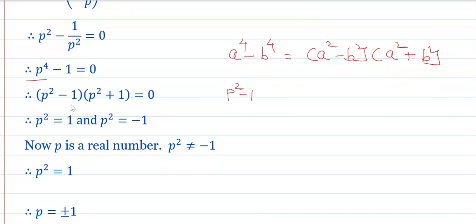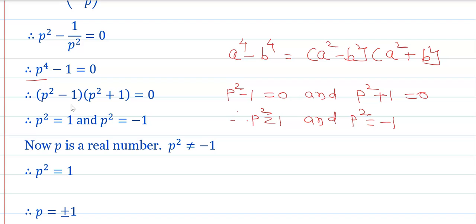p square minus 1 is equal to 0 and p square plus 1 is equal to 0. Therefore, p square is equal to 1 and p square is equal to minus 1. But this is not possible, because the square of a real number is always positive. Therefore, p square is not equal to minus 1.